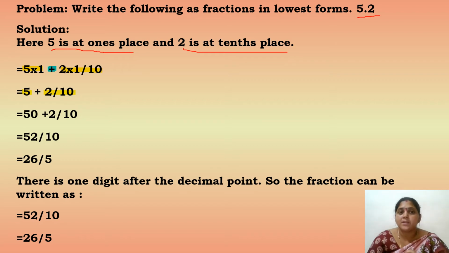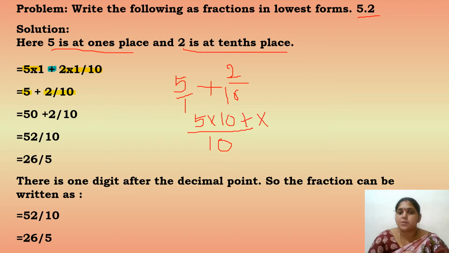Now how are you doing this? You can do this in the simplest form by taking the LCM of the numbers. 5 means 5 by 1 plus 2 by 10. Now you have taken the LCM of 1 and 10. If you take the LCM of 1 and 10, your answer will be 10. Right? Now 5 into 10 plus 1 into 2 you are going to get.